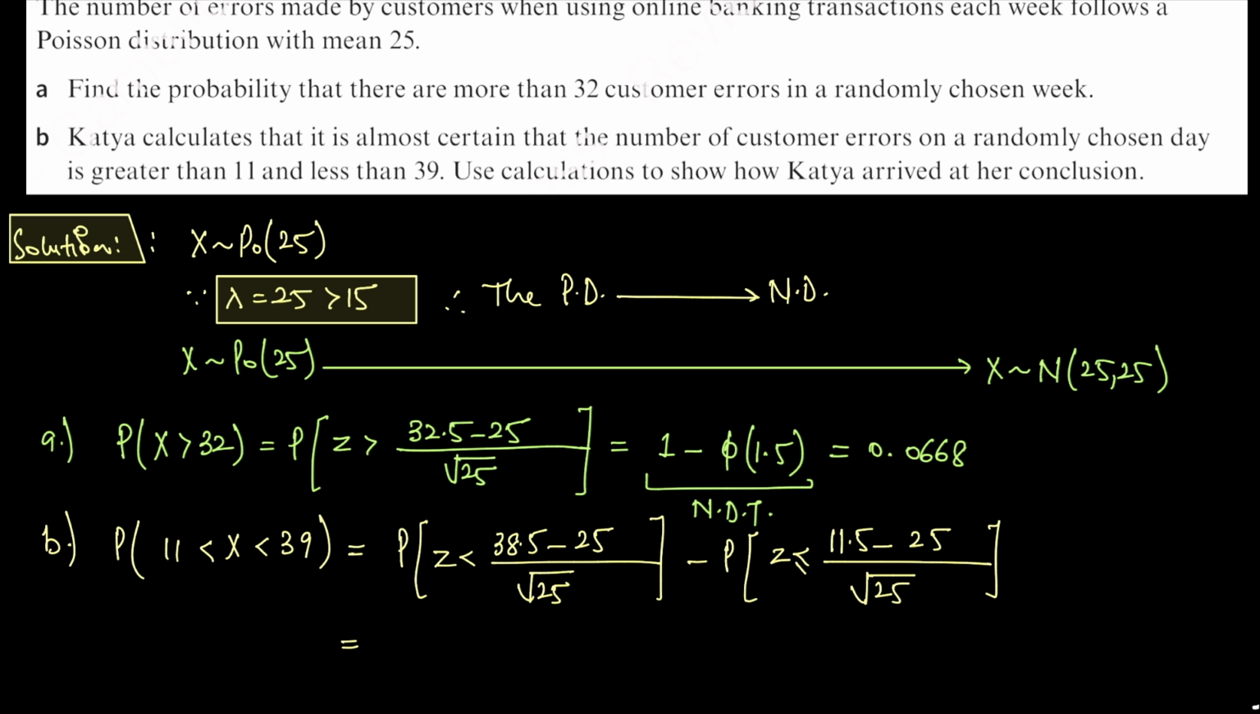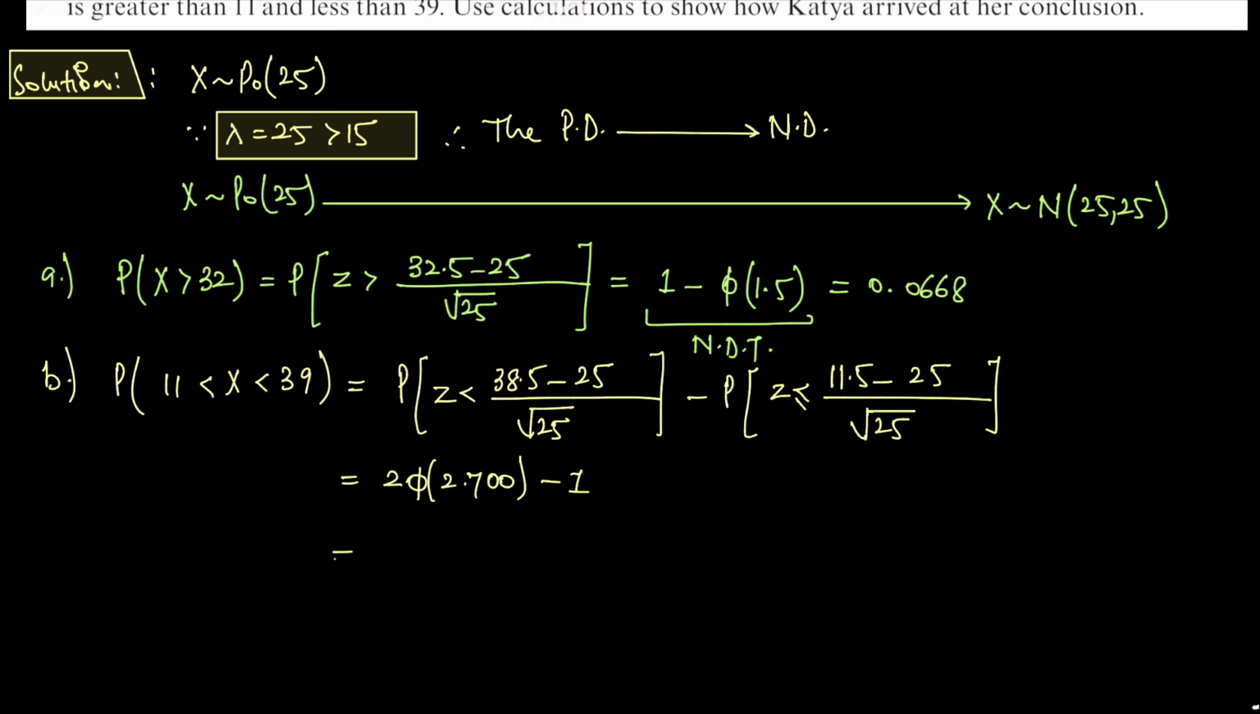Okay, so when we solve this, we will get 2 times phi of 2.700 minus 1, because both the values are going to give you the same answer. So this is giving us 0.993. Okay, so why have we used this concept? Because the curves are symmetrical, so that's the reason we are using this. So this is the final answer for the given question. Please pause the video and note down the way we have solved this question. Then we proceed to the next question of this video.